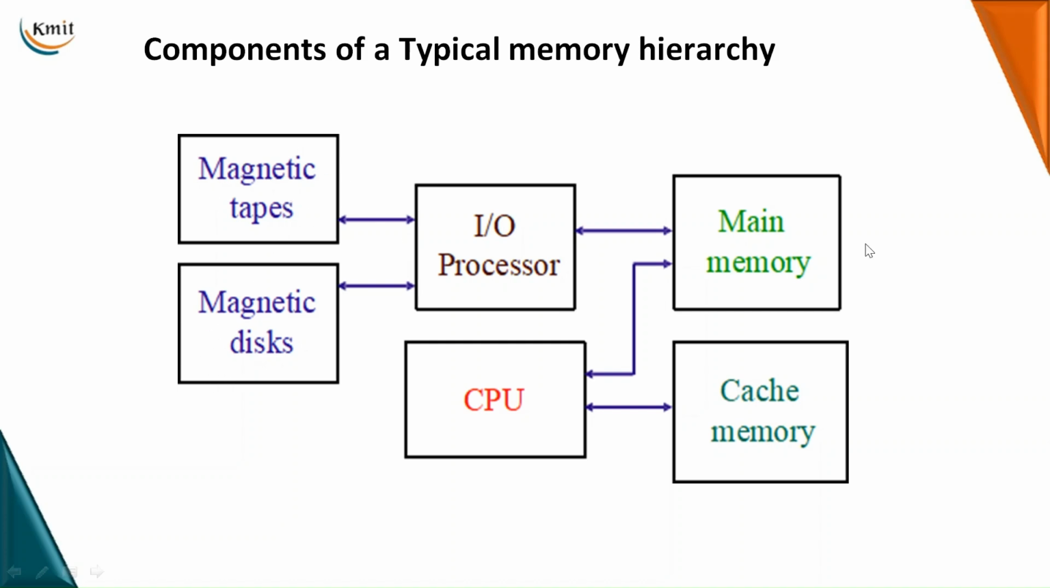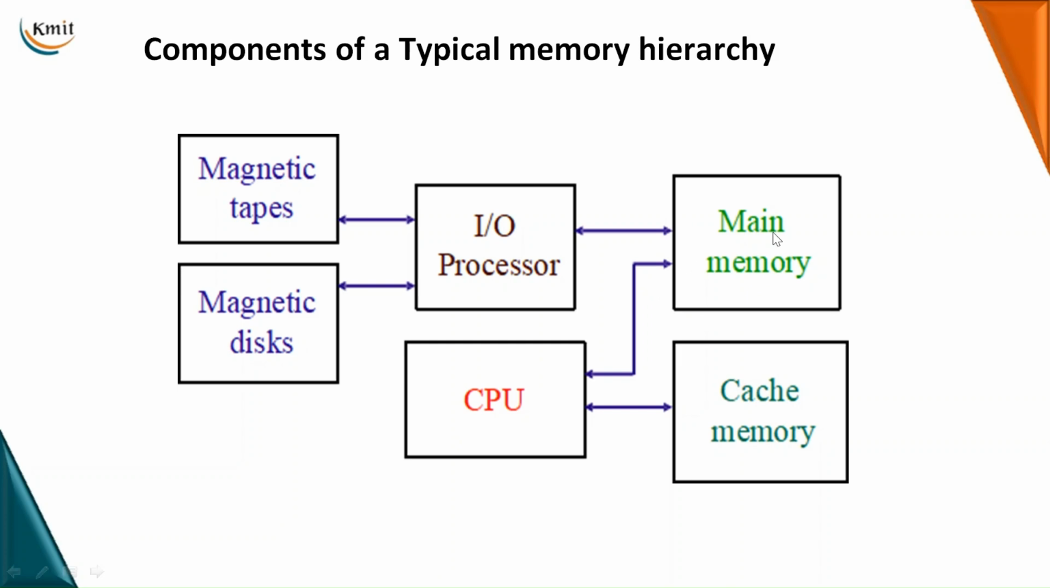Coming to the main memory, we also call it the primary memory, or volatile memory, or random access memory. It is volatile in nature because once the power is switched off, whatever contents are placed in the main memory are erased. And it is called random access memory because any information in this memory can be accessed randomly and not in a sequential manner.